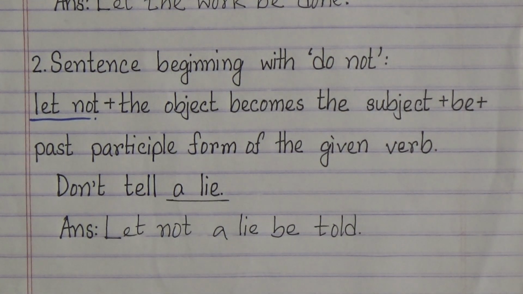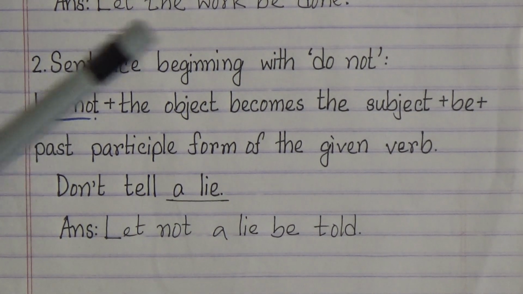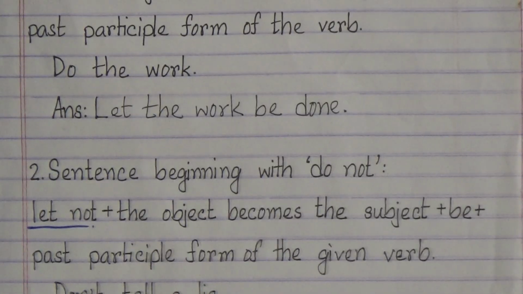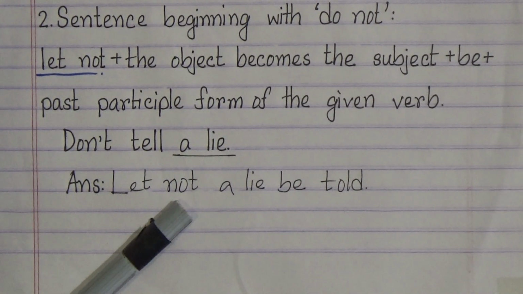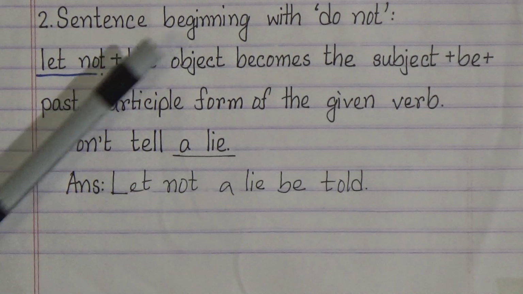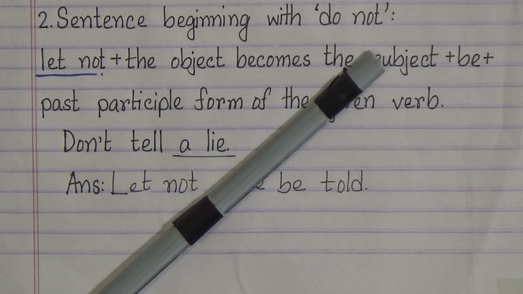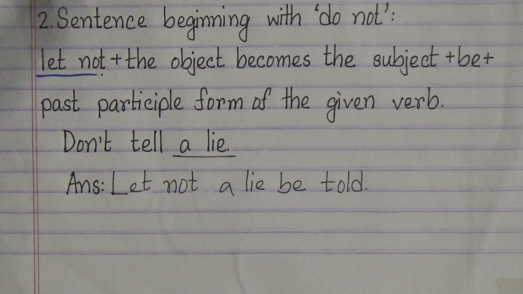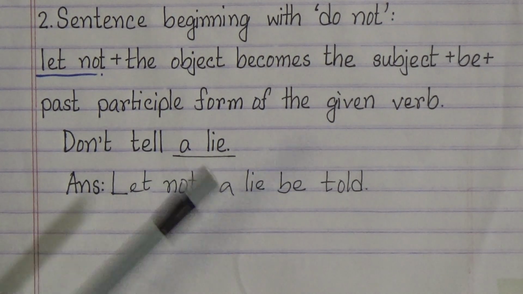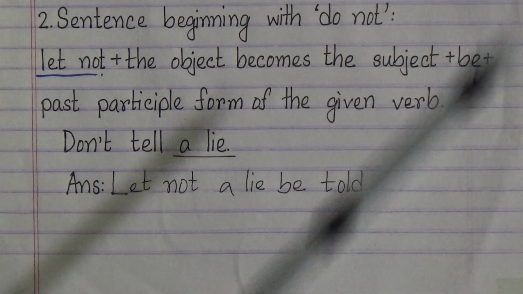Easy, right? I know all of you know this because we have done it in our live class also. And now look, let the work be done. And now look, let not. You will just add here let not, if the sentence starts with do not. Those two rules are almost same. Now we will go to rule number 3.